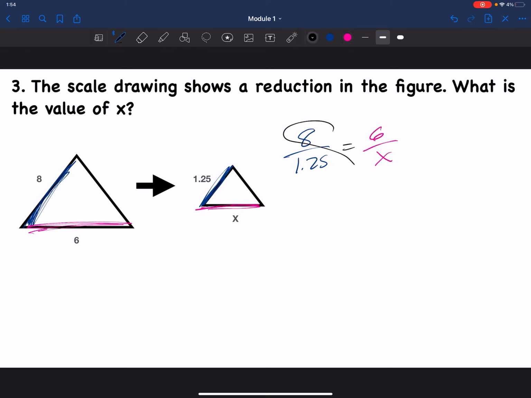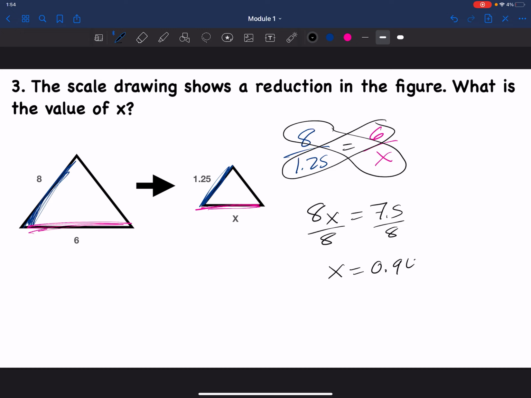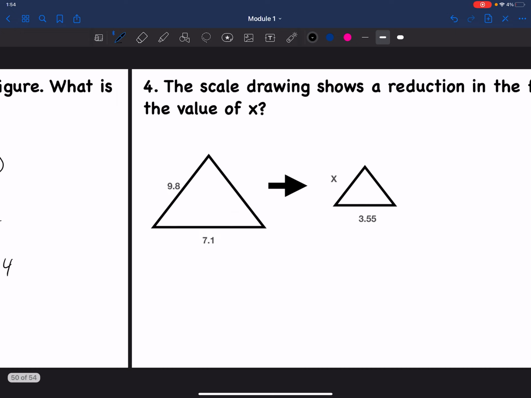So I can go ahead and cross multiply. 8 times x is 8x. 1.25 times 6 is 7.5. And then we'll go ahead and divide out the 8 to get the x by itself. 7.5 divided by 8 is 0.94. Okay, let's go ahead to our next example.